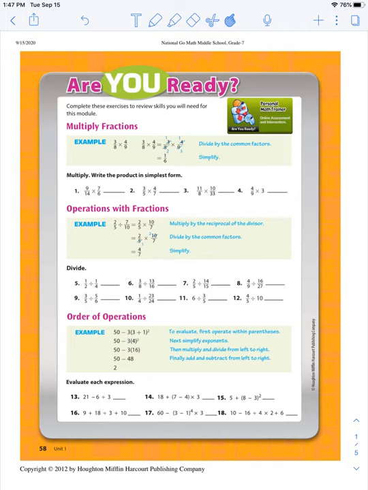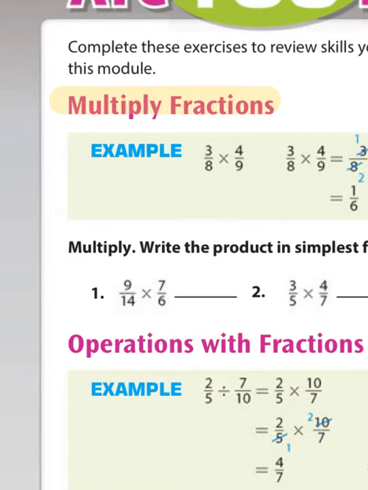So, multiplying fractions. We learned how to do this back in like 4th and 5th grade. When we multiply, it's straight across. So I will show you how to do this first one, and then you're going to try 2 through 4 on your own. So you multiply straight across. 9 times 7 is 63. 14 times 6 is 84.